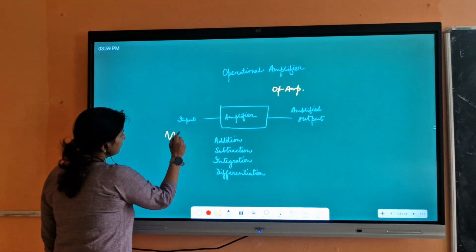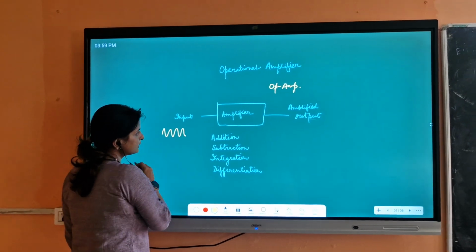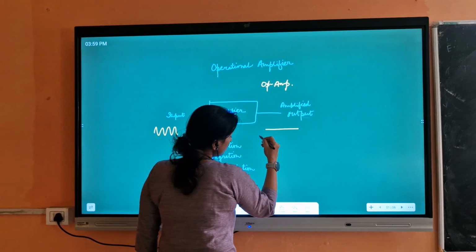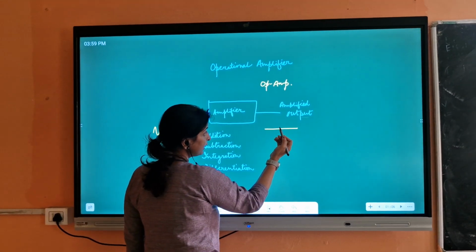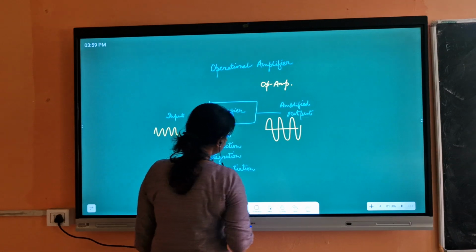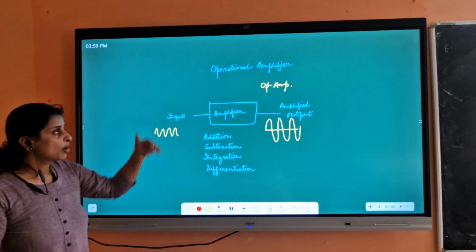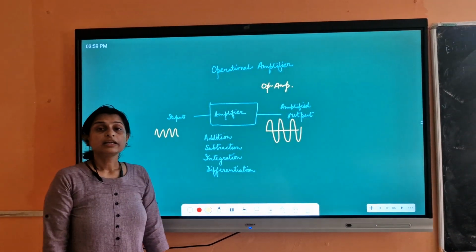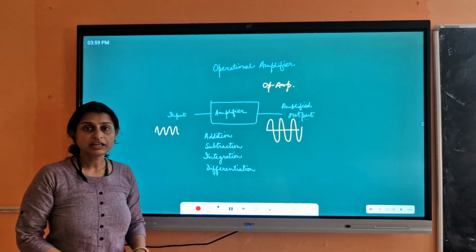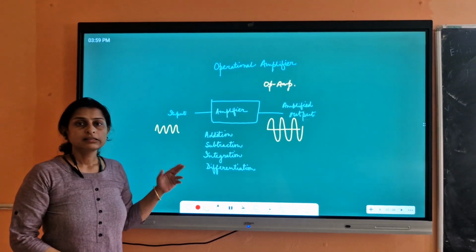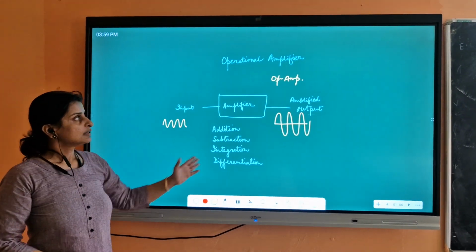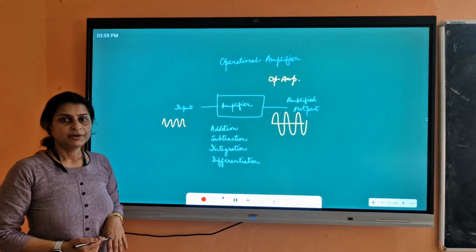So if the given input signal is like this, it could be like 1 volt peak to peak, then at the output, depending on the gain, the signal will be amplified. The name is operational because using op-amp we can perform different mathematical operations like addition, subtraction, integration and differentiation. That's why it is named as operational amplifier.